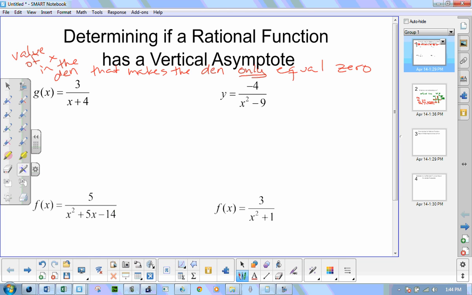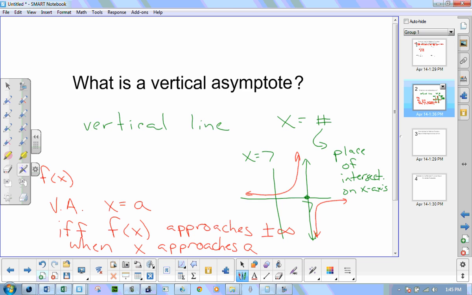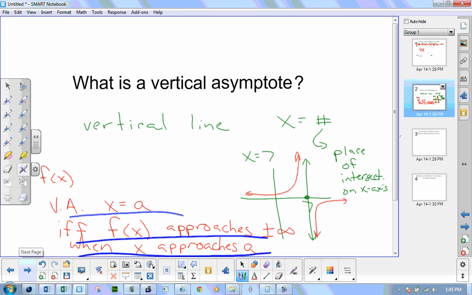The only thing I need to find out is, when is the denominator equal to 0? In this first function, g of x equals 3 over x plus 4, it's pretty simple. I set x plus 4 equal to 0, and I solve the equation and get x equals negative 4. Again, it's x equals some number. That is the equation of a line, which will be the asymptote of this function. Don't lose sight of the fact that this part's true. I'll let you investigate that at some other time.